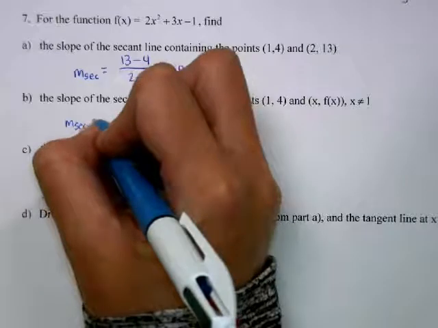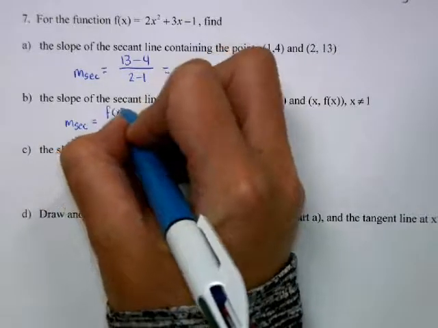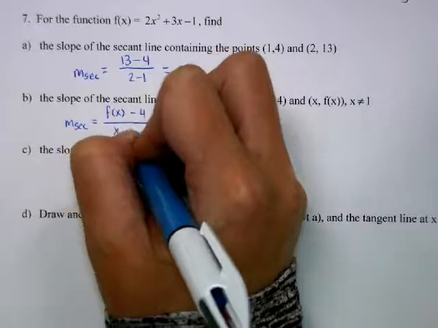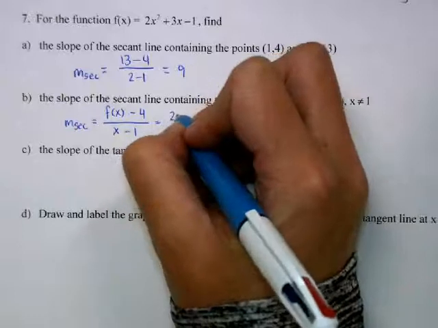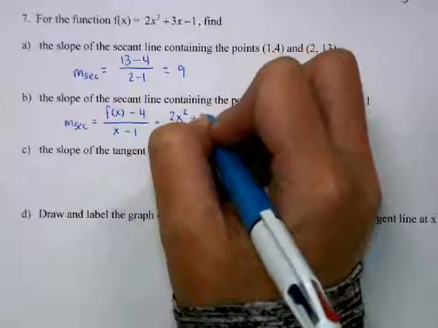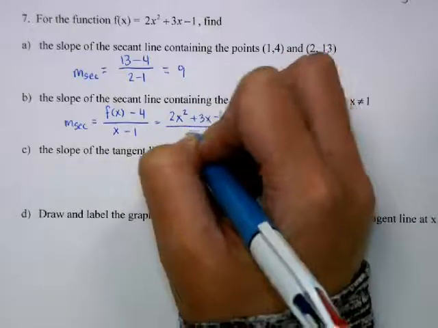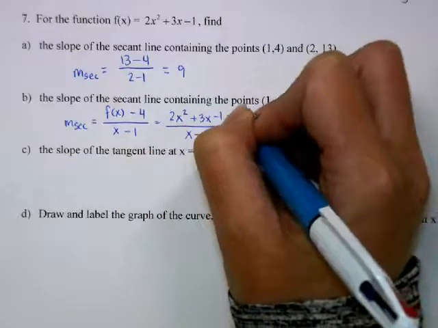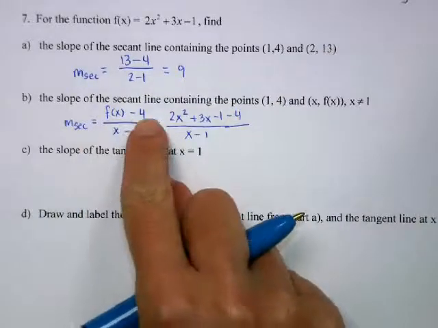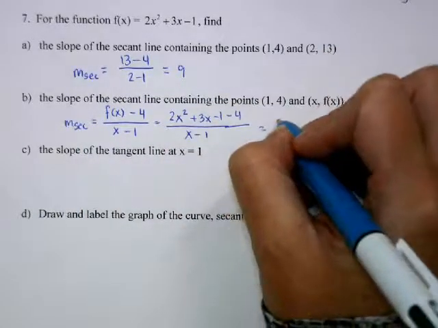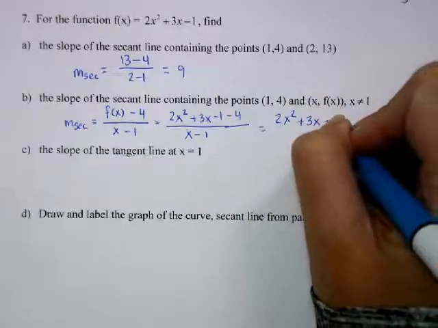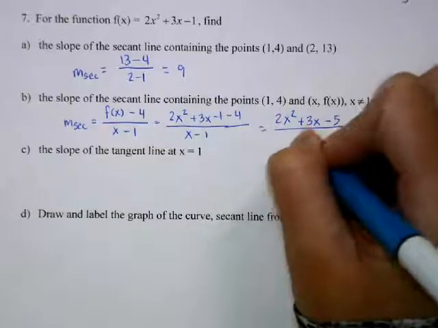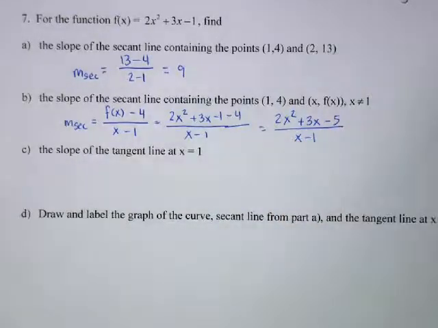Okay, so then I'll replace this for f of x. So f of x minus 4, so this minus 4. So this is 2x squared plus 3x minus 5. Okay, well the slope of the tangent line is going to be the slope at 1. So if you picture the secant line going through 2 points, we want that point to be as close to 1 as possible. So it's going to be the limit as x goes to 1 of this slope formula.